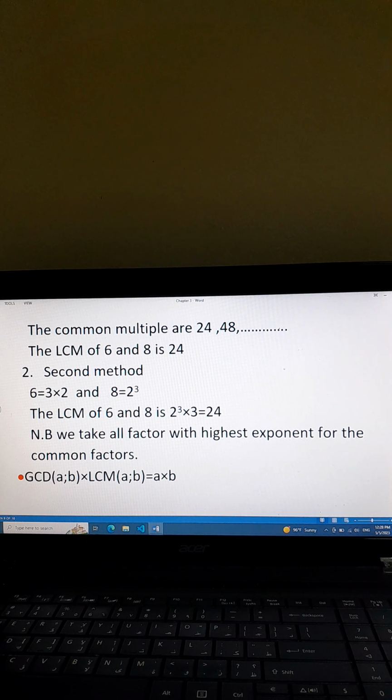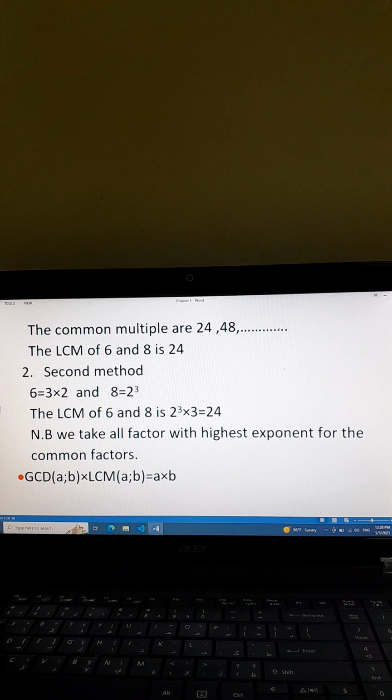Second method: 6 is equal to 3 multiplied by 2, and 8 is equal to 2 exponent 3. The LCM of 6 and 8 is 2 exponent 3 multiplied by 3, which is equal to 24, because we take all factors, the common ones with the highest exponent.